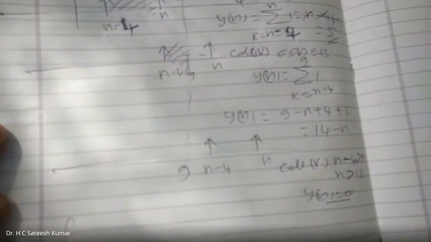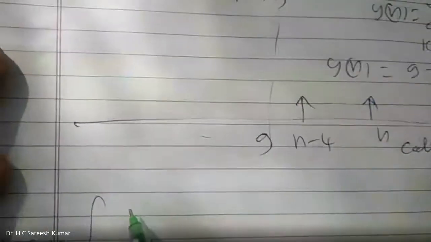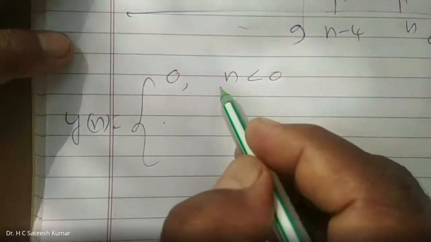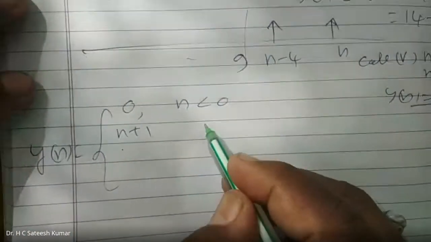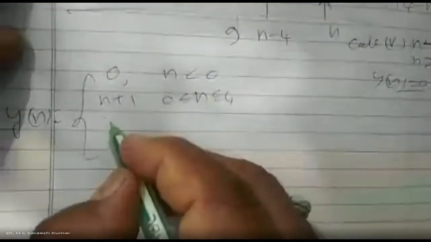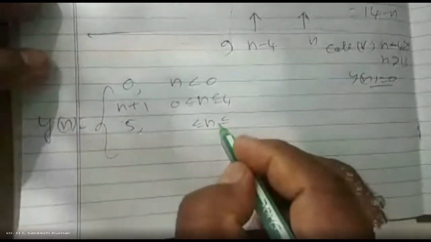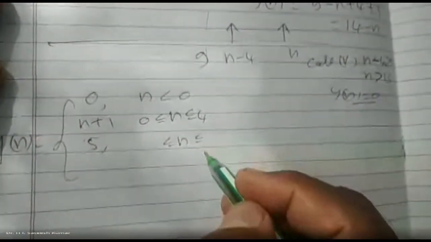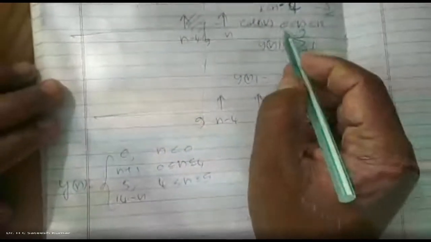y of n is equal to 0 for n less than 0, and is equal to n plus 1 for n lies between 0 to 4, and is equal to 5 for n lies between 4 to 9, and is equal to 14 minus n for n lies between, this one, 0 to 13.